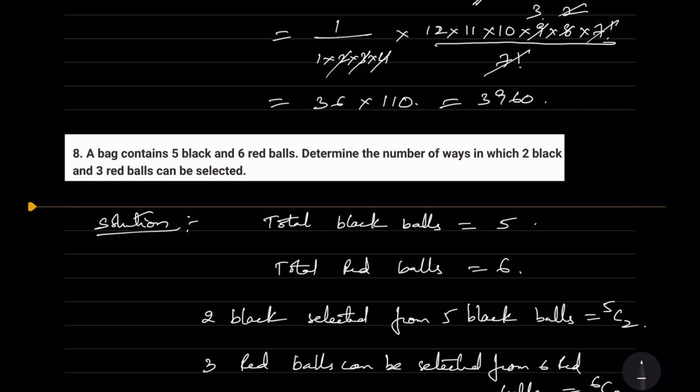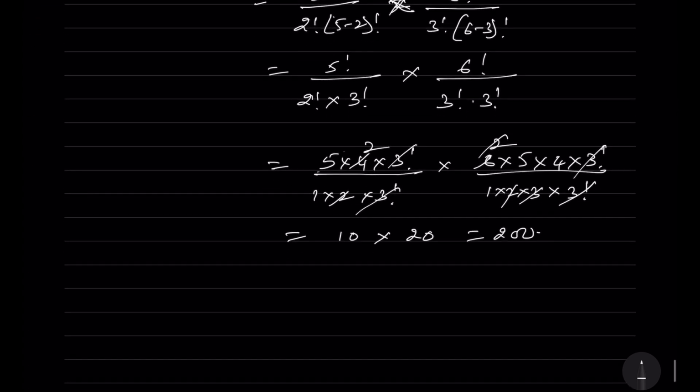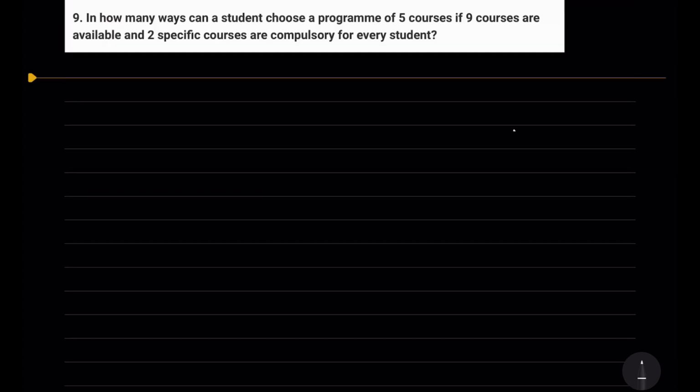This bag contains 5 black and 6 red balls. The number of ways in which 2 black and 3 red balls can be selected is 200. So now we will see: in how many ways can a student choose a program of 5 courses if 9 courses are available and 2 specific courses are compulsory for every student?